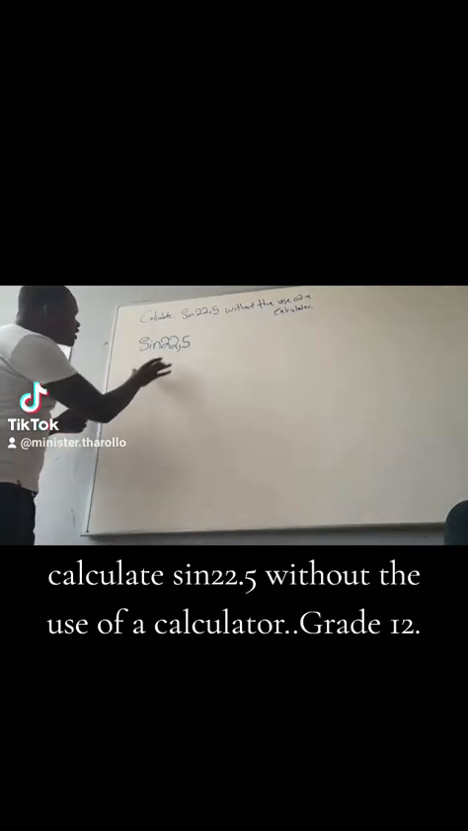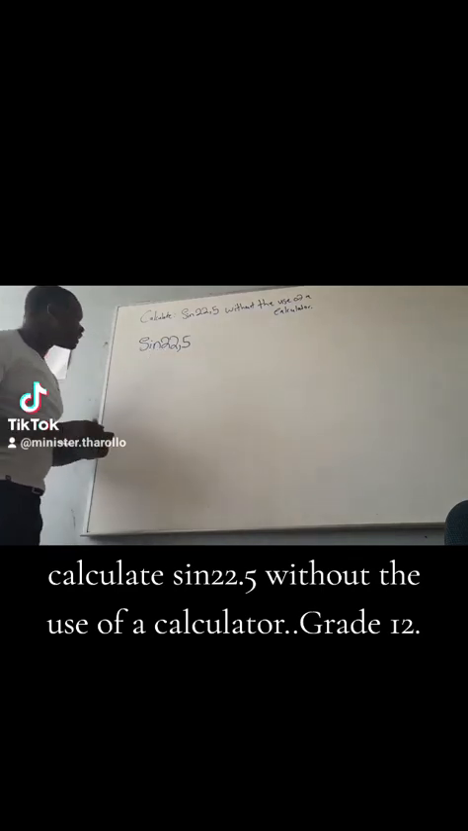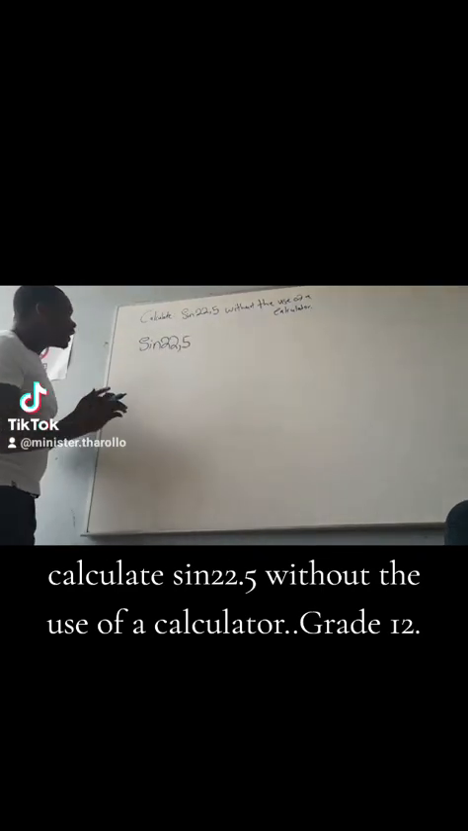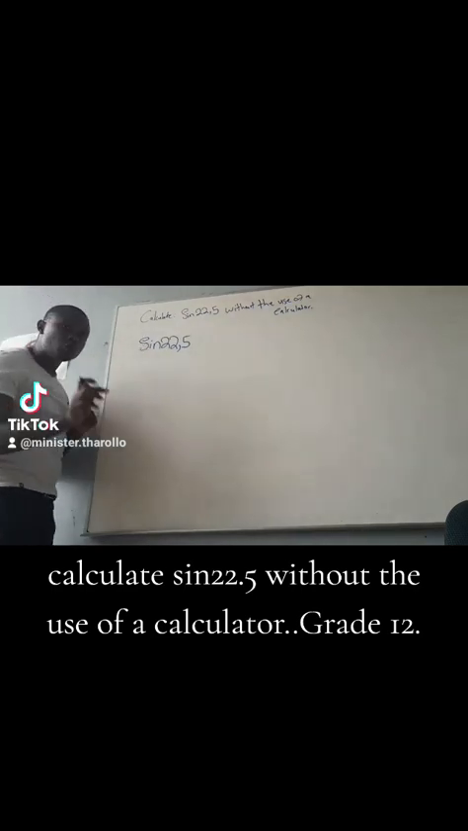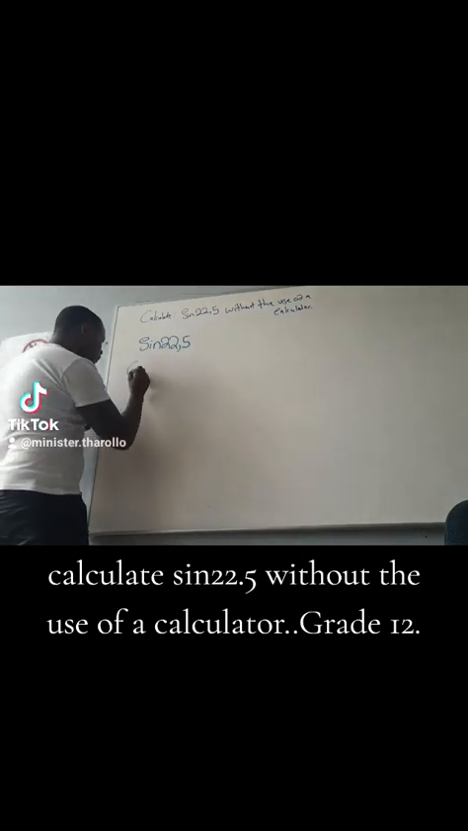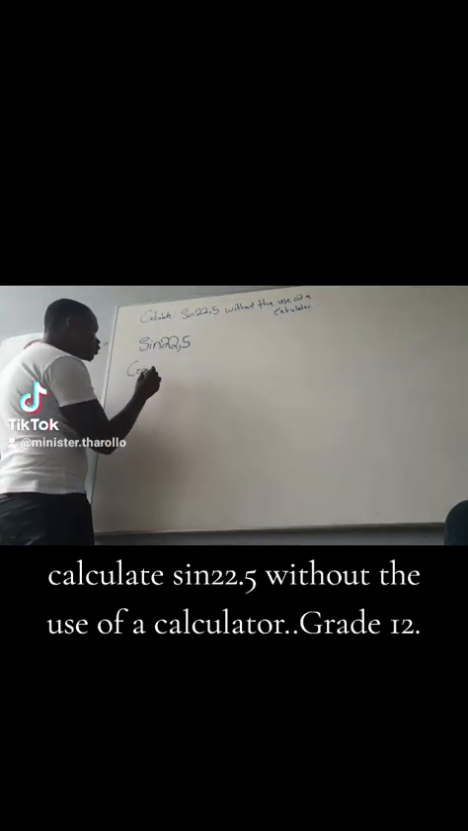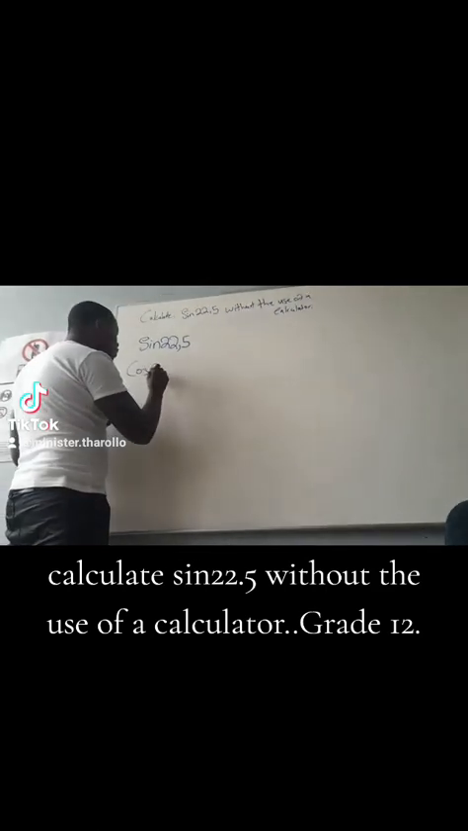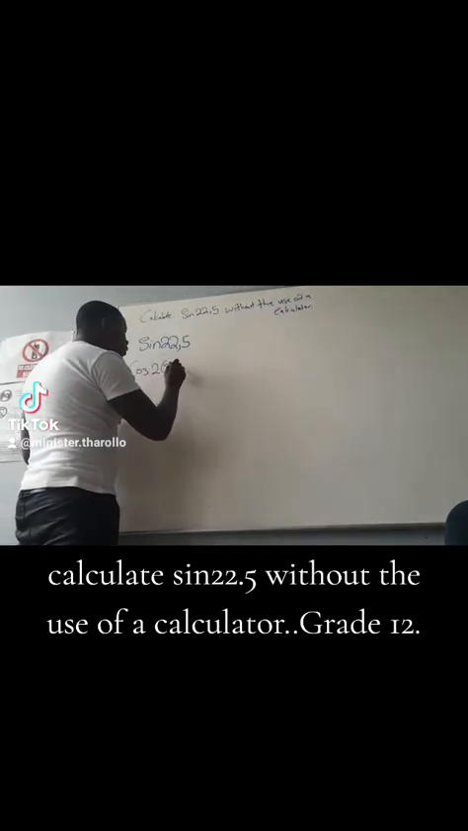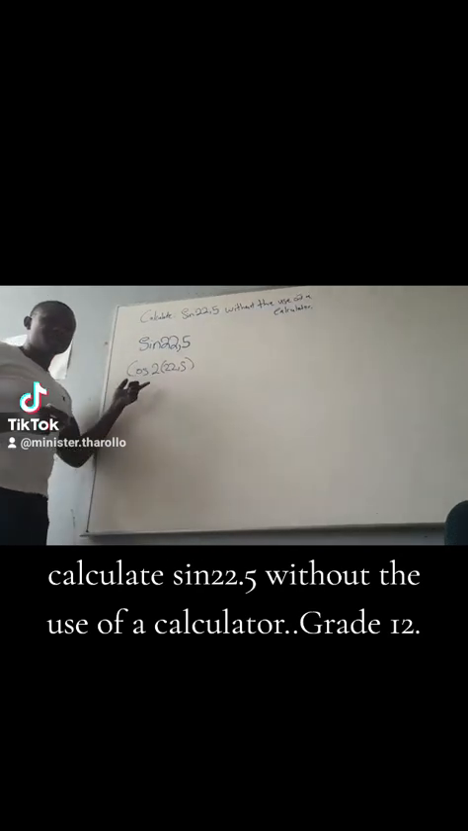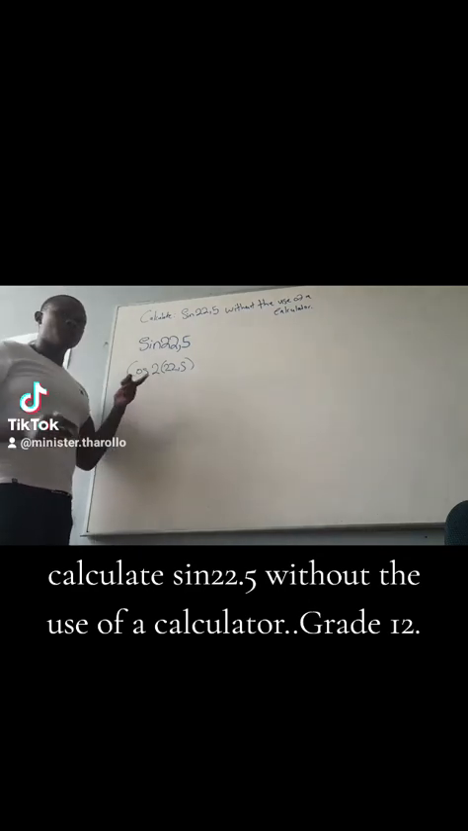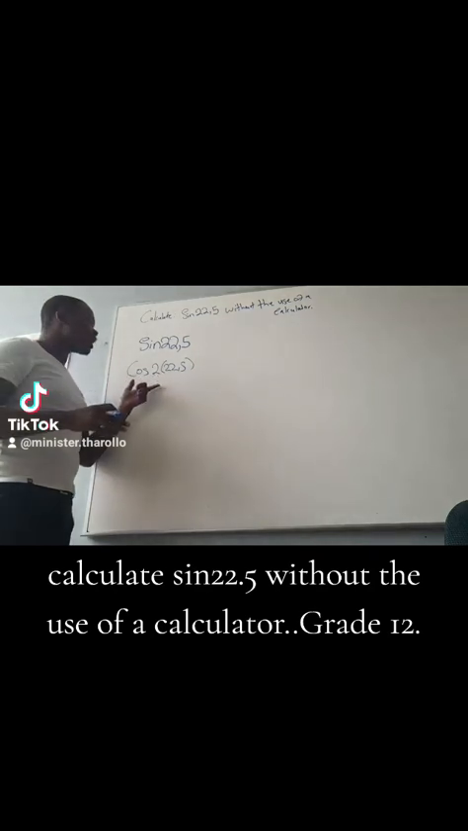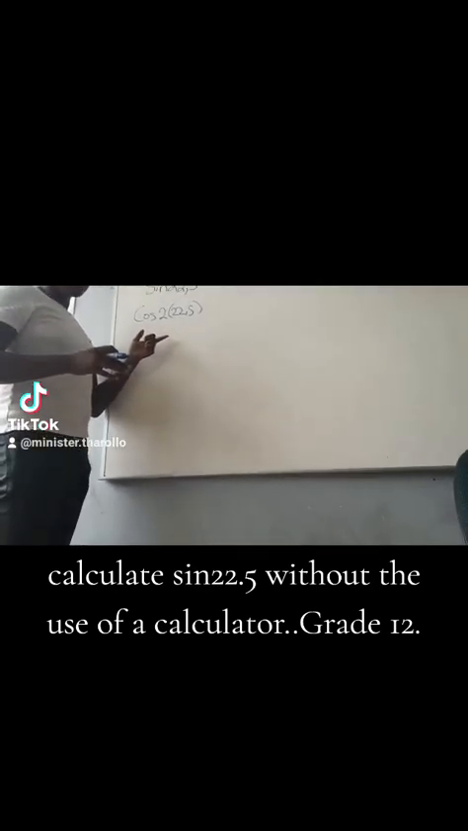So always when they give you sin 22.5, you simply multiply the angle by 2, but then you write cos, not sine. You oppose it. It's sine, but then you say cos, and you multiply the angle by 2, which gives 45. Now this is a double angle, because in grade 12 you've learned about double angles. You choose from your double angles, we have three of them, the one that consists of sine.